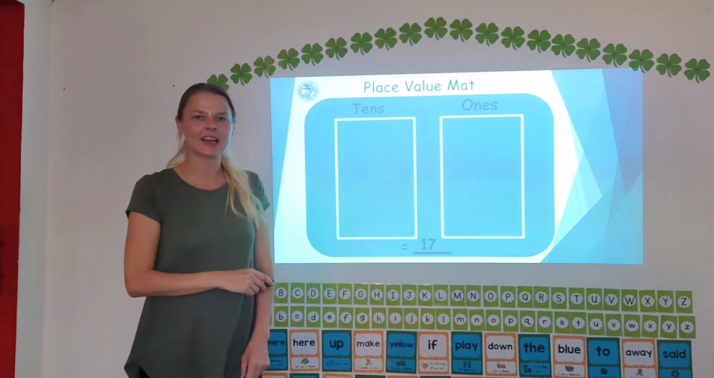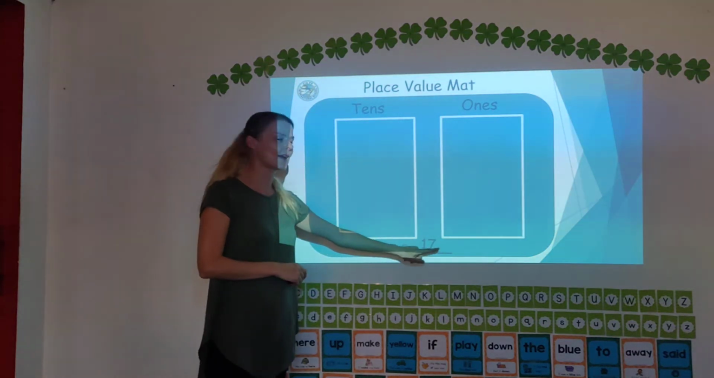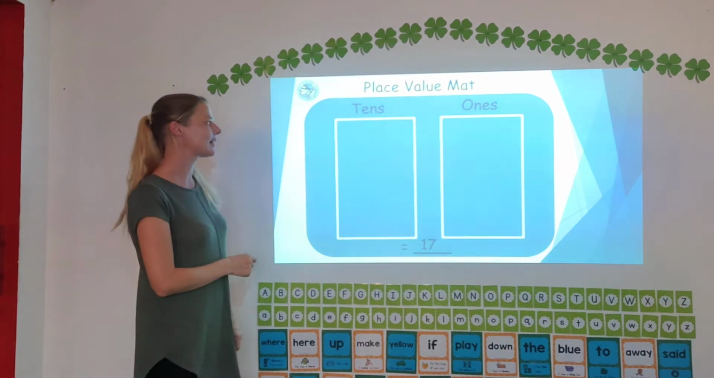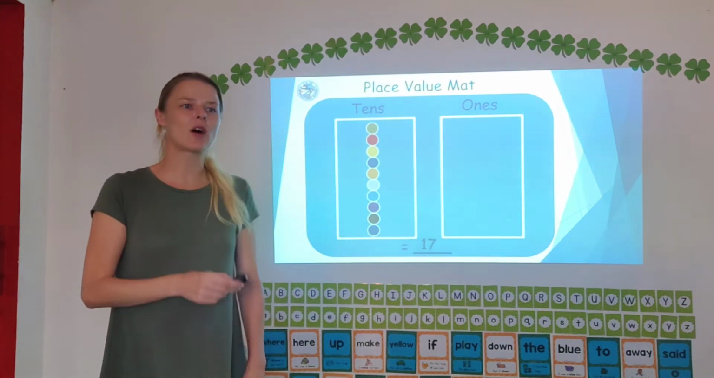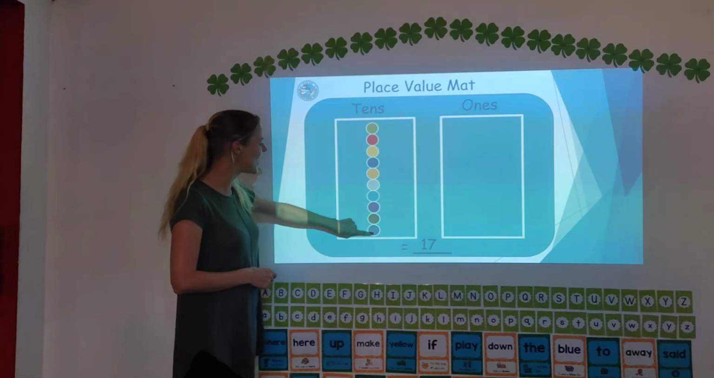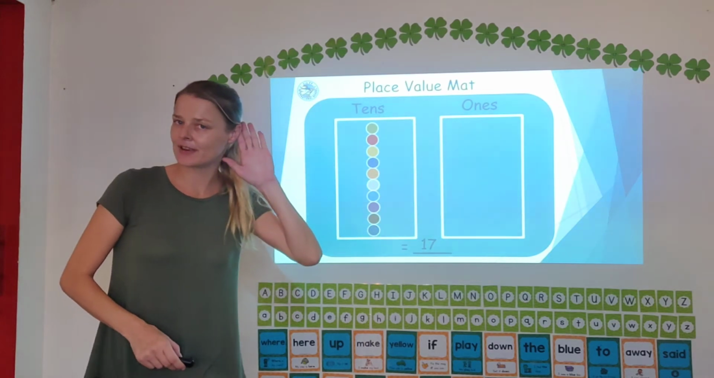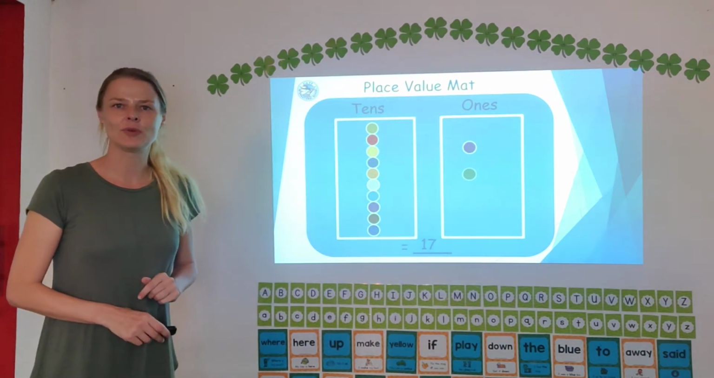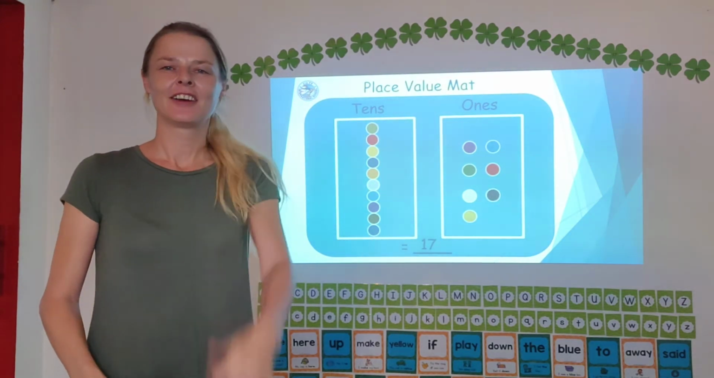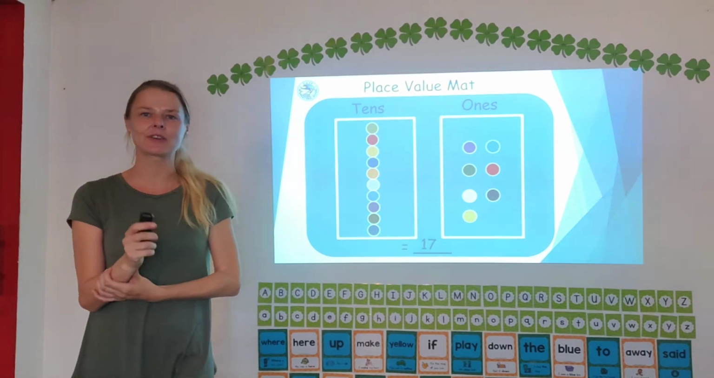Your last number for today is number 17. So how many 10s and how many 1s? Pause the video. Okay, welcome back. Let's see if you got this correct. So in the 10s, you should have 1 row of 10. Well done. How many 1s should you have? 7. Let's check. 1, 2, 3, 4, 5, 6, 7. Good job, everybody. Okay, so now we've practiced our place value.